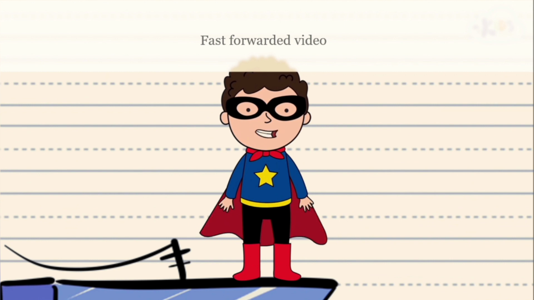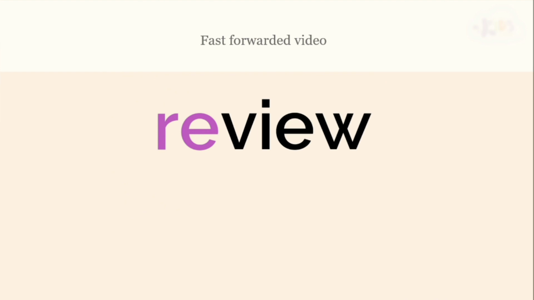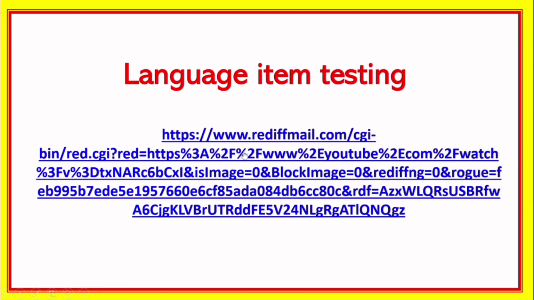Hello, I am Chris the Word Whiz. Let's take a look at prefixes today. Prefixes are groups of letters in front of a word. These change the meaning. We will look at 4 prefixes: re, un, bi, and dis. Here's one: review. When we add re to a word, it means again.